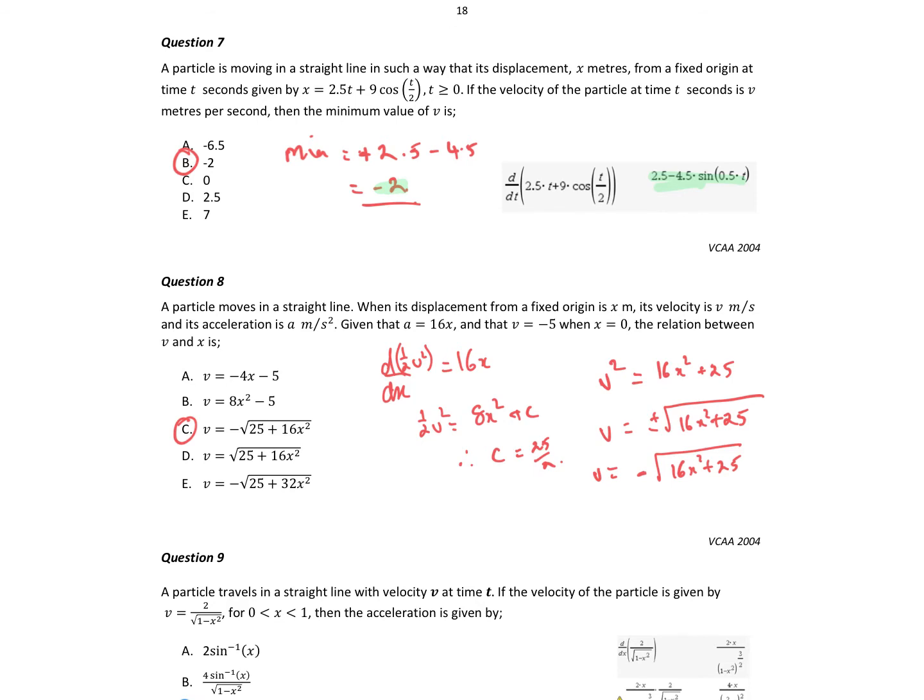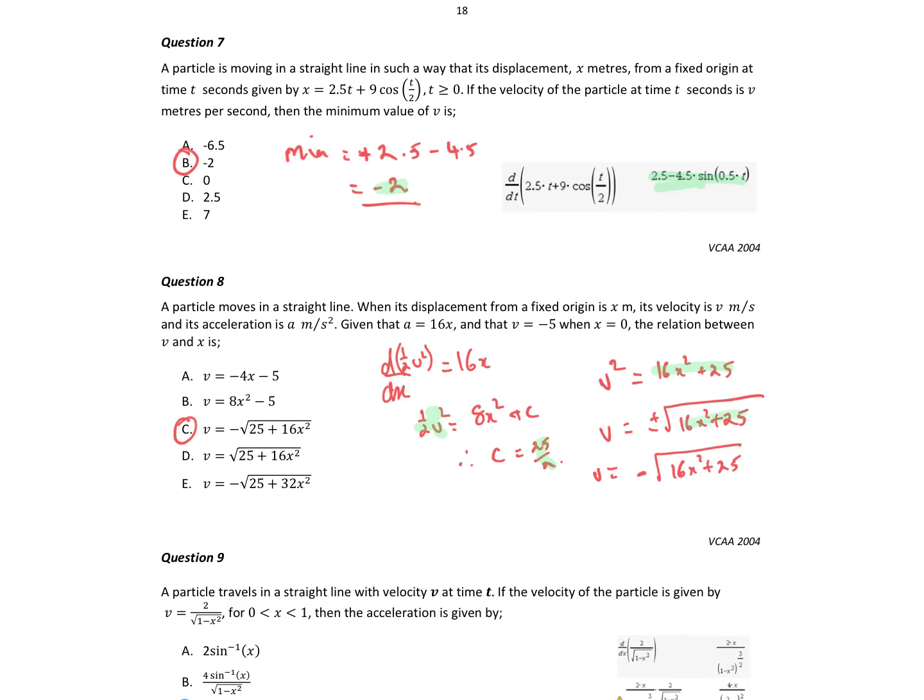All right. A particle moves, a is equal to 16x, and we want the relationship between v and x. So we're going to use either v dv/dx or d/dx of a half v squared, and I've gone with d/dx of a half v squared. So we integrate both sides, I get 8x squared plus c, put my condition in, we get 25 on 2, so v squared equals, so v is equal to plus or minus.